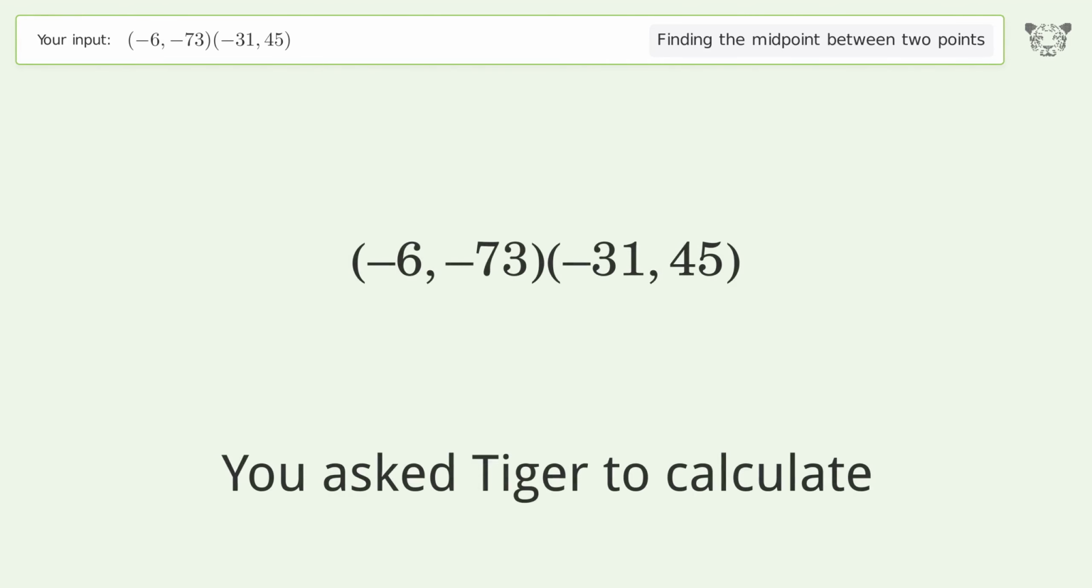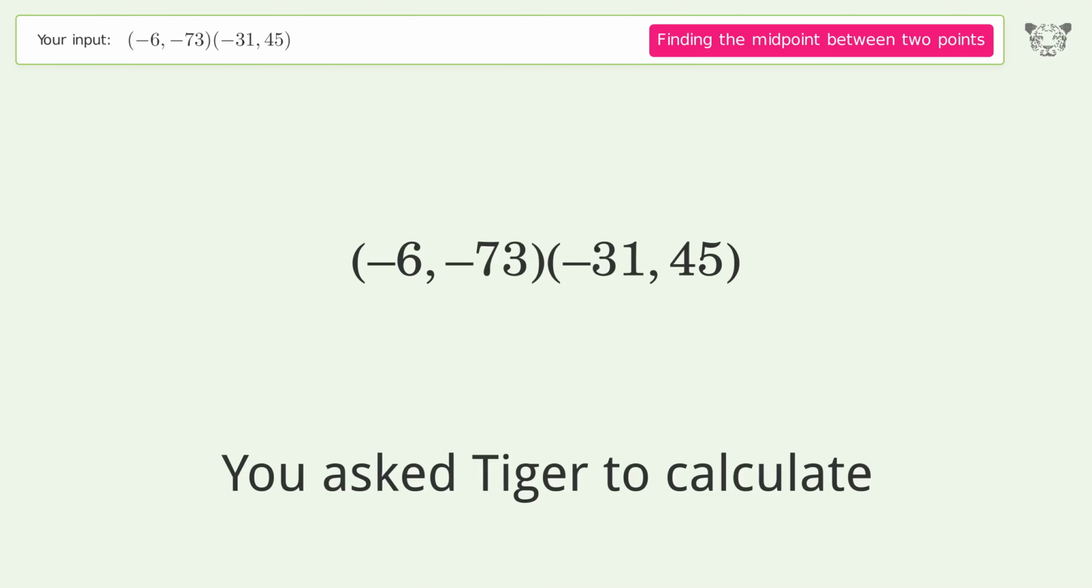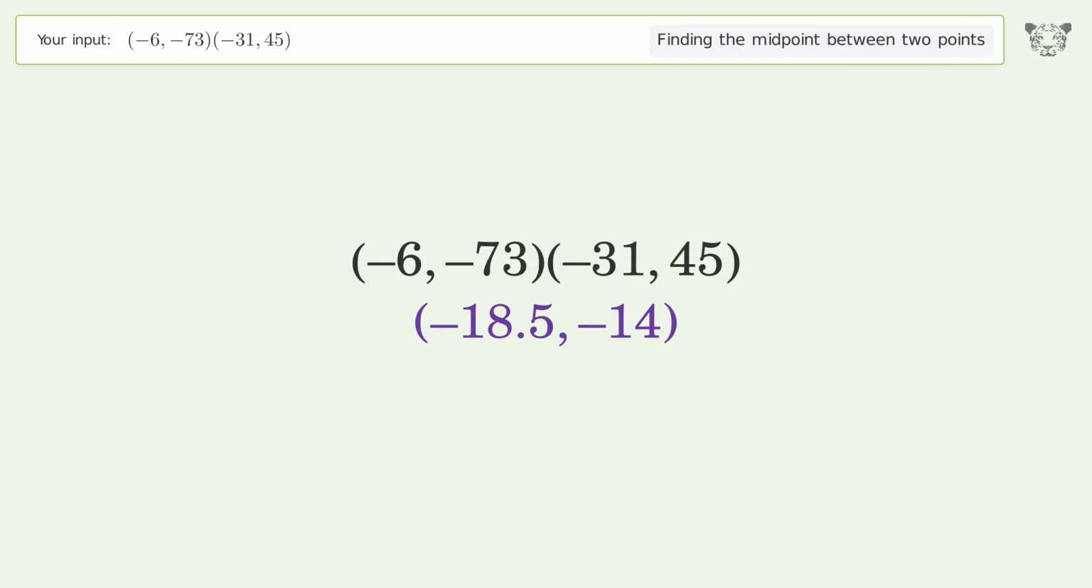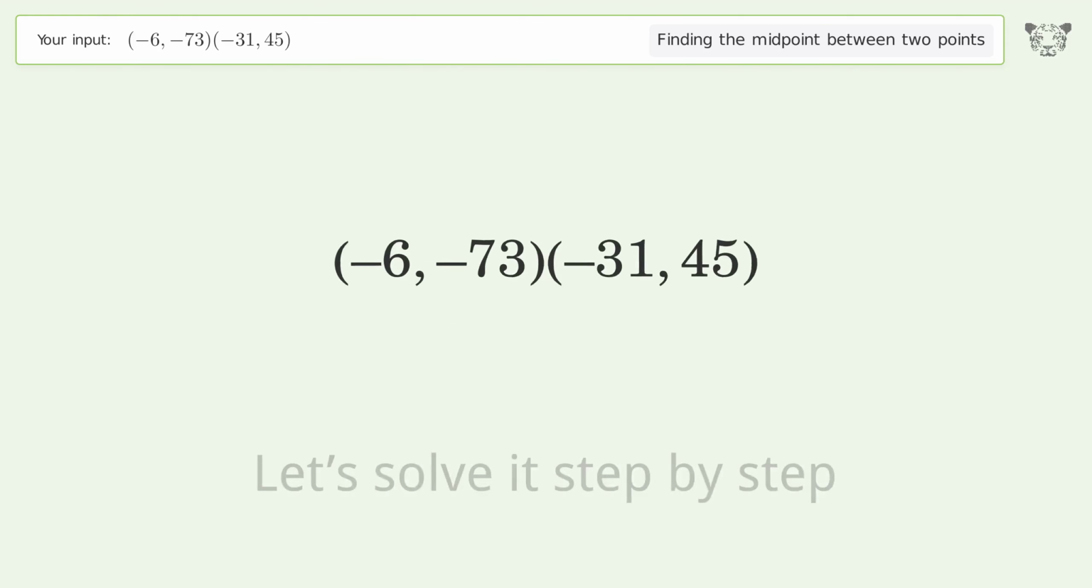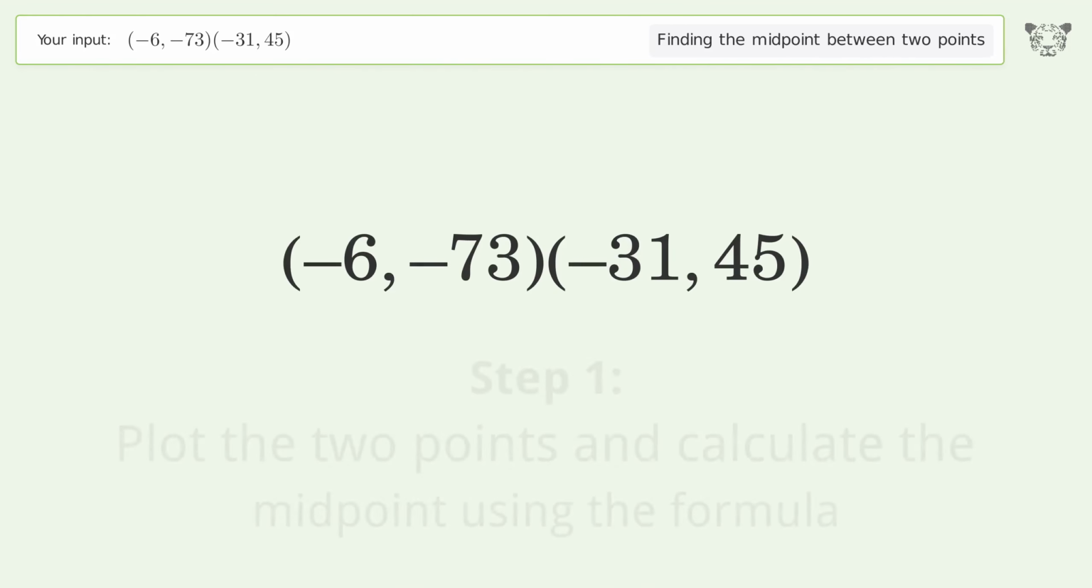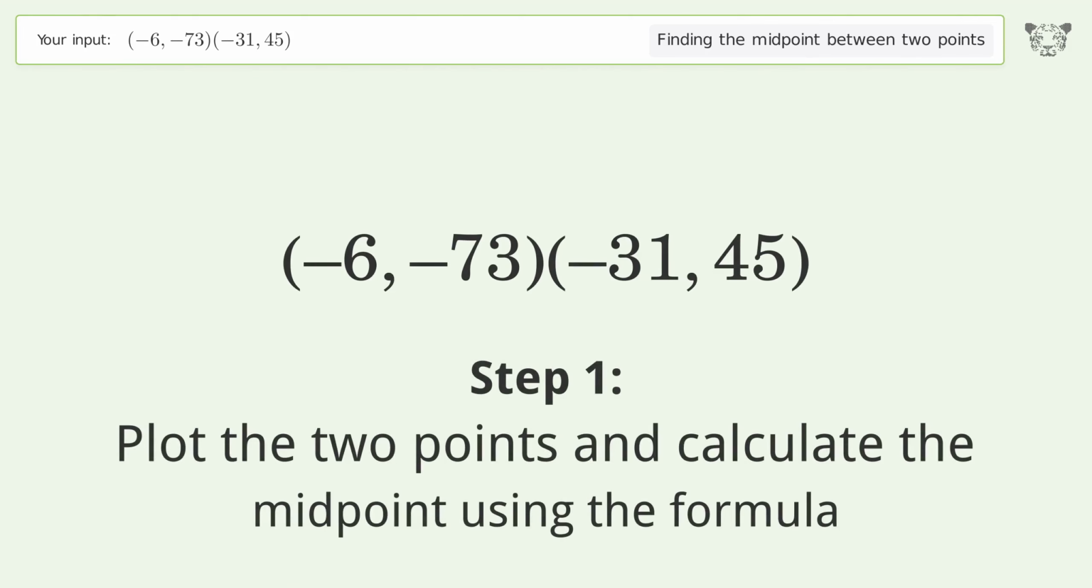You ask Tiger to calculate. This deals with finding the midpoint between 2 points. The midpoint between the 2 points is negative 18.5, negative 14. Let's solve it step by step. Plot the 2 points and calculate the midpoint using the formula.